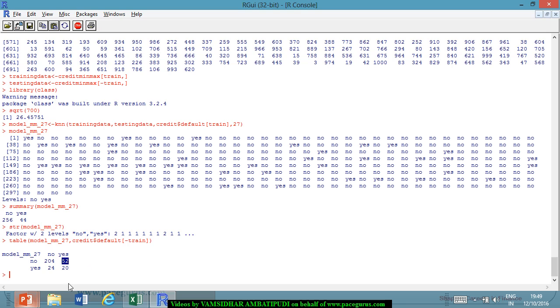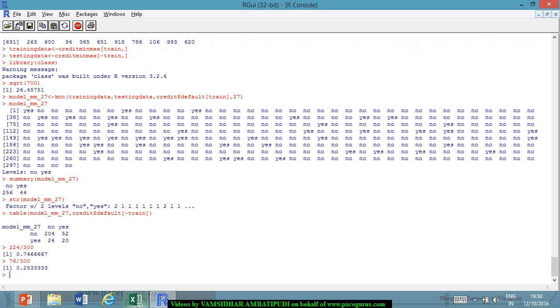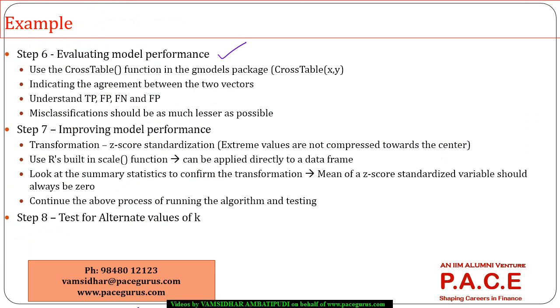So overall, if you are looking at the accuracy of your model, it is nothing but 204 plus 20, 224 out of 300. So the accuracy of the model is around 74.66%, whereas when you are looking at the error rate, it is 76 out of 300. So the model is having almost 25.33% of the overall errors. Some errors are very much expensive compared to the others.